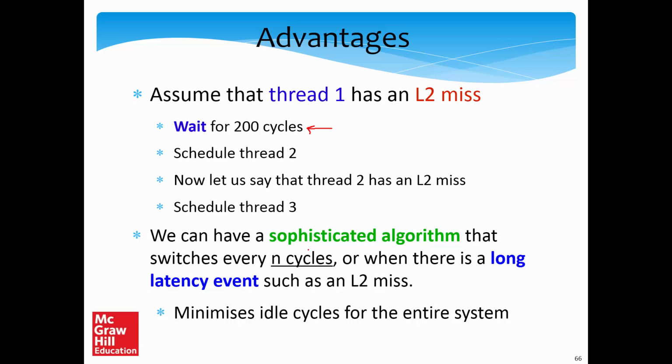We can always have a very sophisticated algorithm that switches every n cycles, or when there is a long latency event such as an L2 miss, or you're waiting for some IO event and that's taking forever to come. Whenever we have such an event, we can also switch. So it is not necessary that we'll have to wait for n cycles. Before that, if we perceive that we are entering a long period of quiescence, a long idle period, we can switch to the next thread. The aim is that we want to minimize the number of idle cycles for the entire system and maximize the throughput. One very good example of the usage of multi-threading would be a web server.